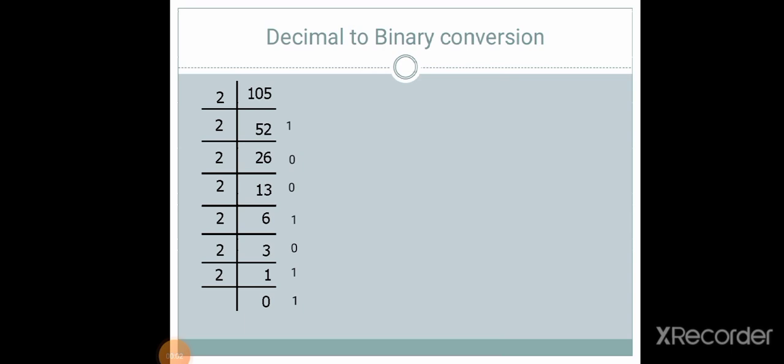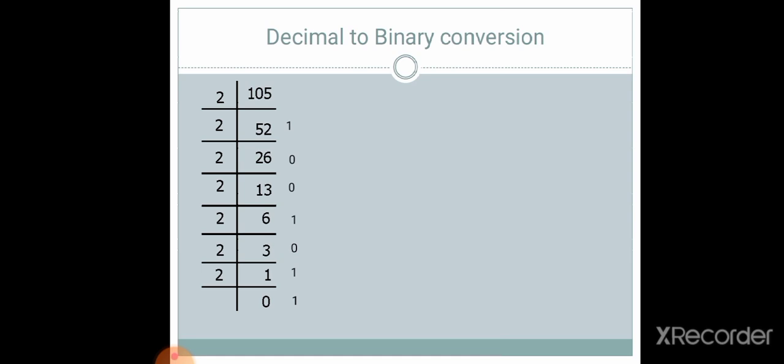So here you can see that if we divide 1 by 2, then your division will be 0, because we cannot divide 1 by 2. We cannot divide 1 with 2. So your division is 0 and your remainder will be 1.